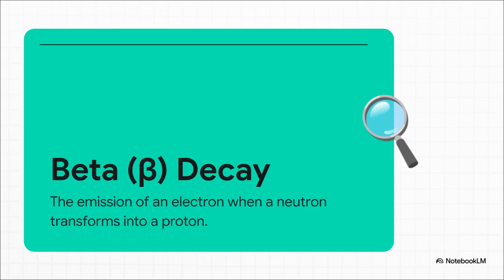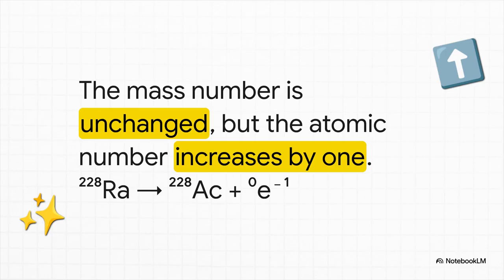A neutron with no charge suddenly transforms into a proton. But to keep the charge balanced, it has to get rid of something negative, so it spits out a super fast electron, which we call a beta particle. And this shows you just how different it is from alpha decay. Check out radium-228. A neutron flips and becomes a proton.